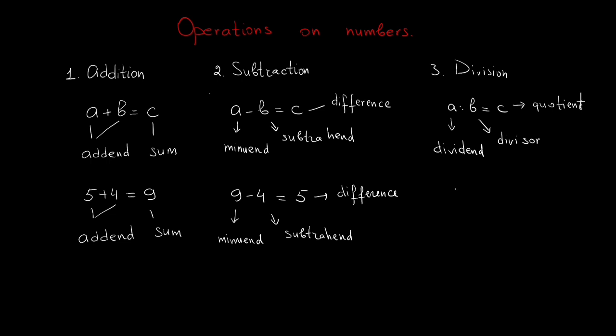For instance, 6 divided by 3 equals 2. Here 6 is the dividend, 3 is the divisor, and 2 is the quotient.